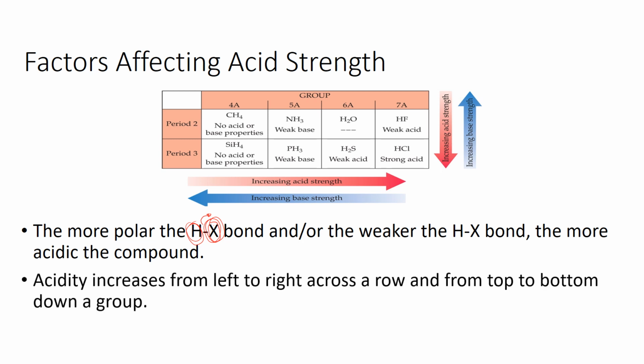So acidity increases from left to right across a row, and from top to bottom. And this is because of the polarity of the bonds, and this is due to electronegative values of some of the atoms that are bonded to H.